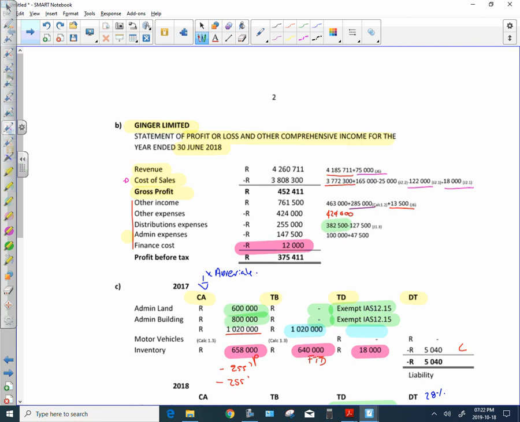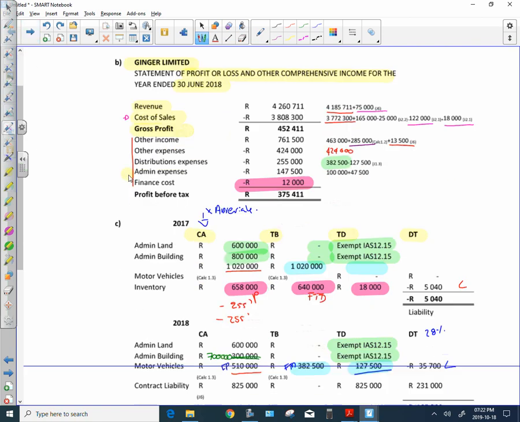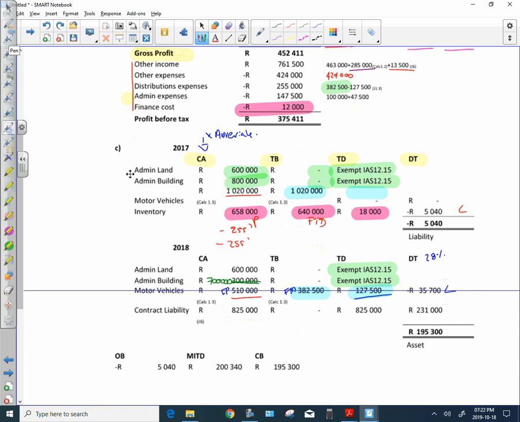Then the last thing is revenue received in advance. When does SARS tax me on money received? When I receive it. So I haven't included everything in my profit before tax, but I will be taxed on everything. So I've got a temporary difference. Deferred tax applies. In the 2018 year, I've got a contract liability or income received in advance of 825,000. That's 11 over 12 of that 900,000.